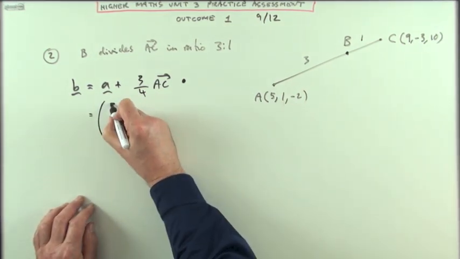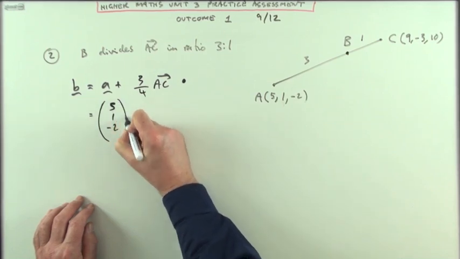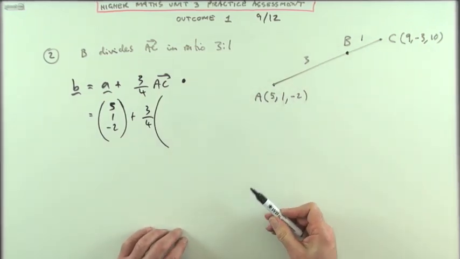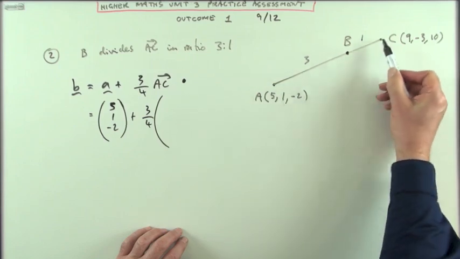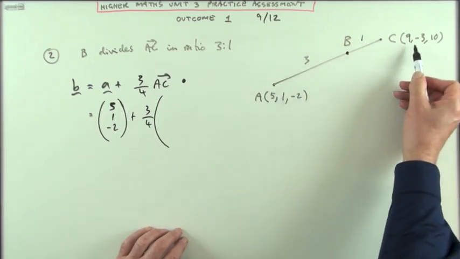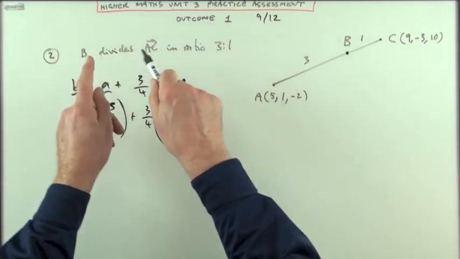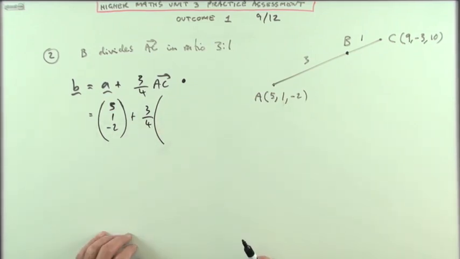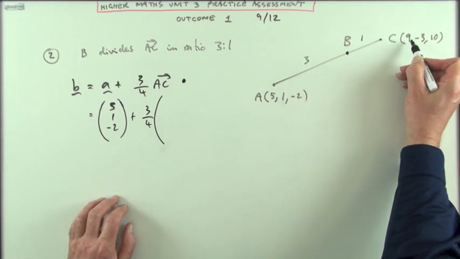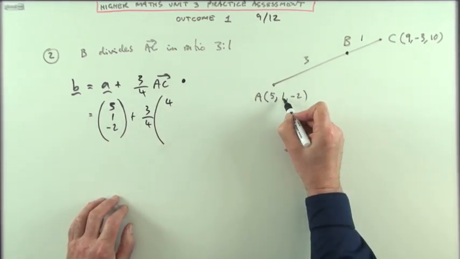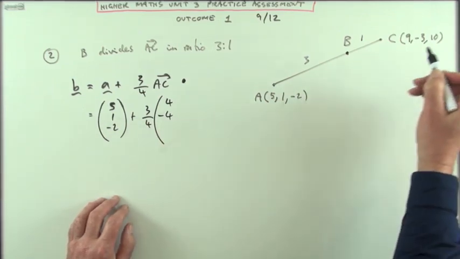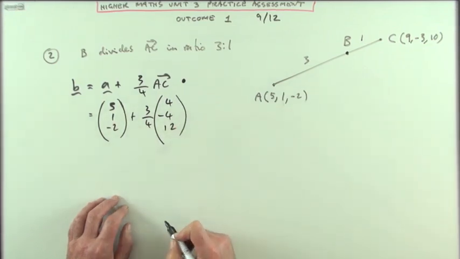A is (5, 1, -2), plus 3 quarters of... and since I've got this diagram here, I can see quite clearly where I'm starting and where I'm finishing, and it's not as if those coordinates were jumbled up in a question and I had to decide which numbers go to which. I think I could just do this AC by inspection. 5 to 9 is an increase of 4, 1 to -3 is a drop of 4, -2 to 10 is an increase of 12.